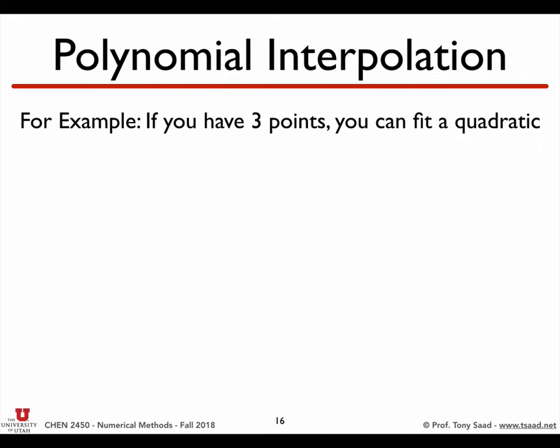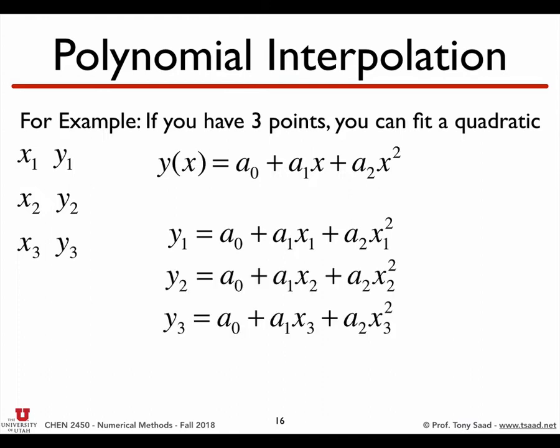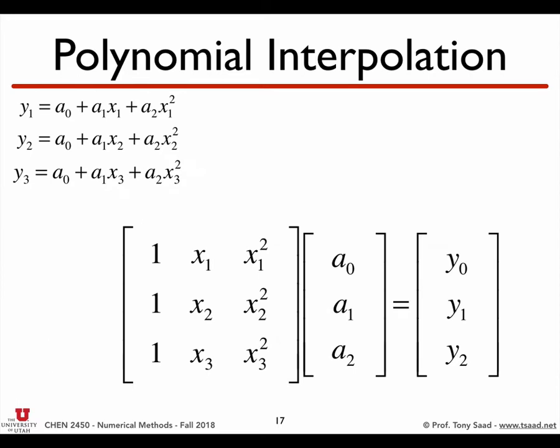So essentially, this is another example: you take the polynomial and you evaluate it at the different data pairs for x1, x2, and x3, and then what you're left with are the unknowns, a0, a1, and a2.